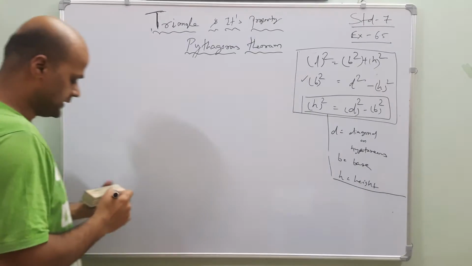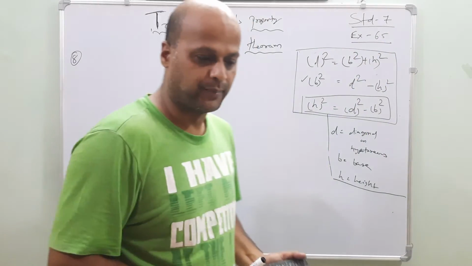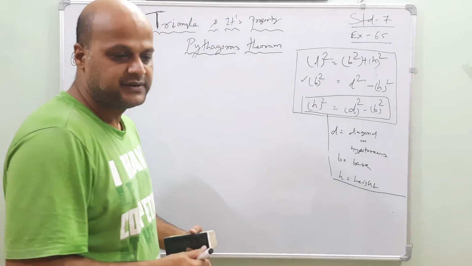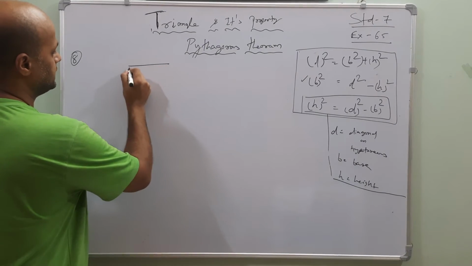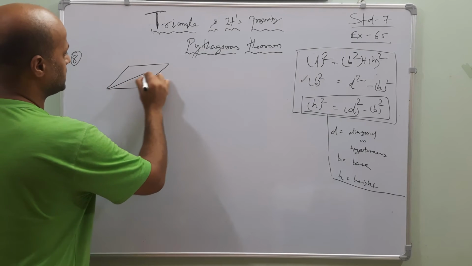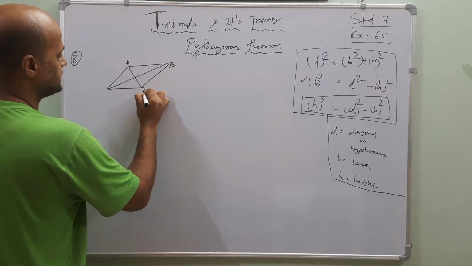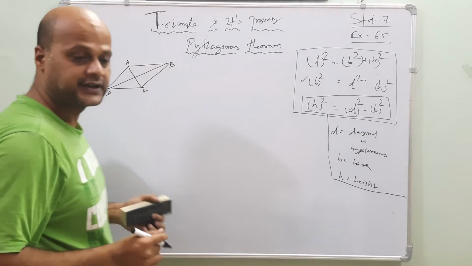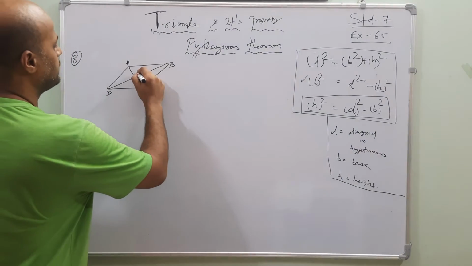Now come to the 8th number. What is the 8th number saying? The 8th number is saying the diagonals of a rhombus measure 16 centimeter and 30 centimeter. Rhombus. Okay. Now I draw a rhombus. The diagonals it's asking. Name it first: A, B, C, D. Okay. Now it's saying how much? 16 and 30 centimeter.